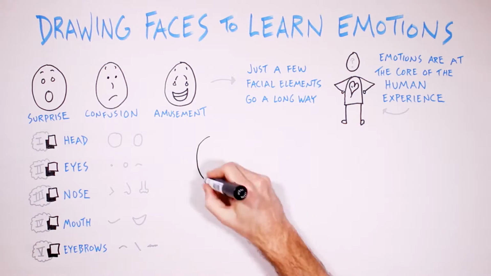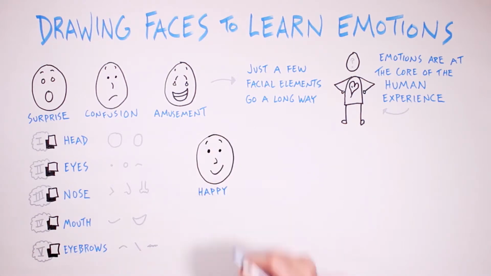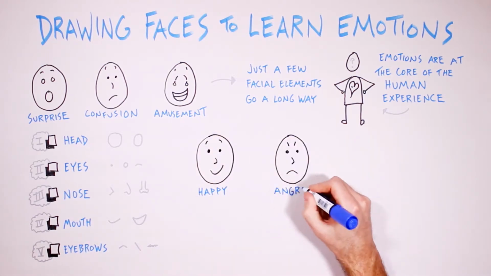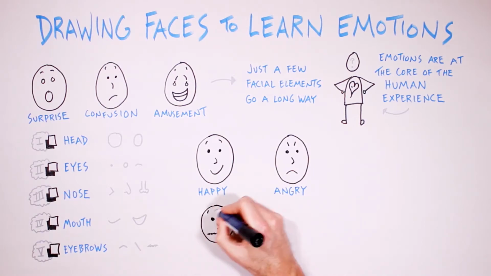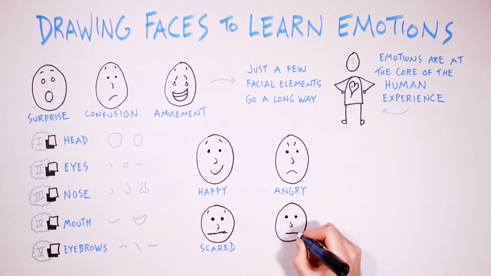Here are some examples that show you how to use the steps I've shown here to draw a variety of emotions. Here's one way to express happiness, another that shows anger, a third showing someone who is scared, and a fourth showing apathy, when you don't really care at all about what's going on right now. As you can see, with slight variations in the elements that make up a face, you can communicate a lot of different emotions.